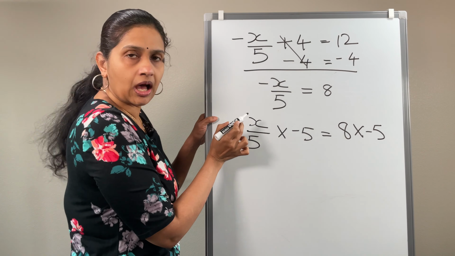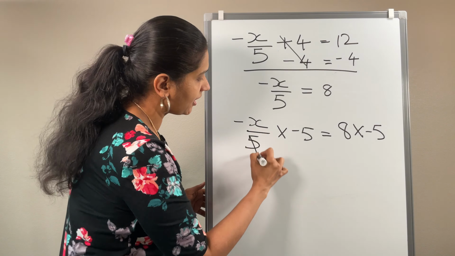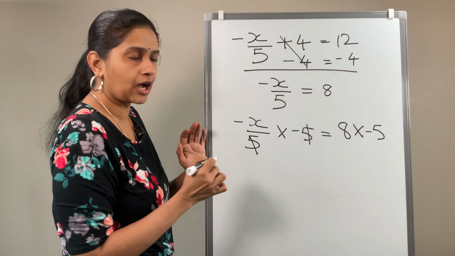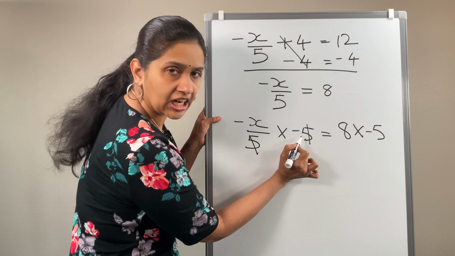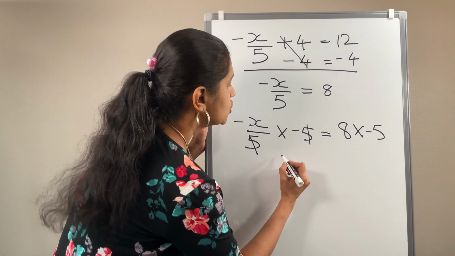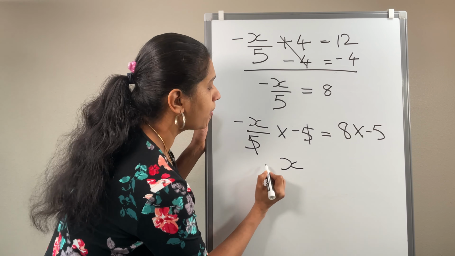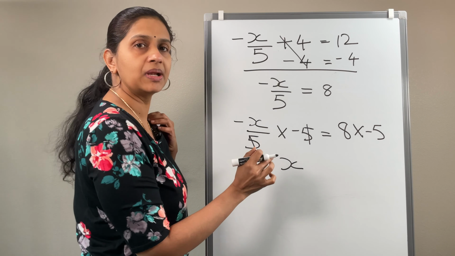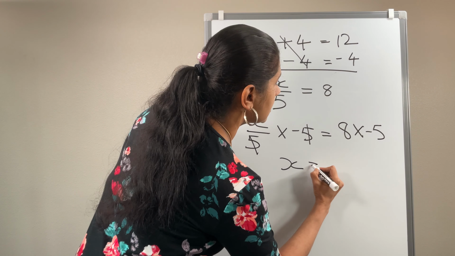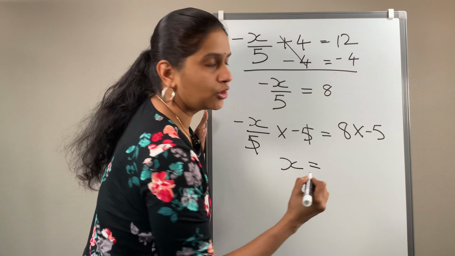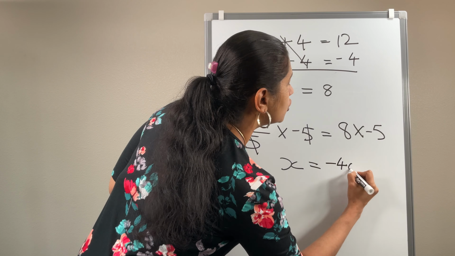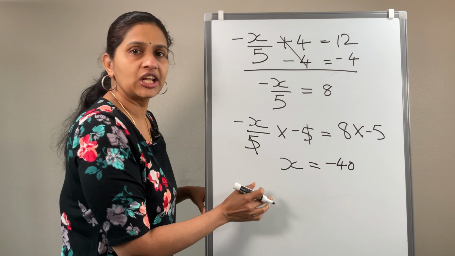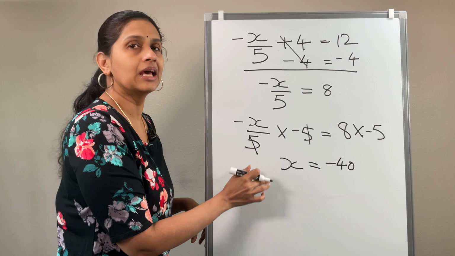Now how can we isolate the variable x? This 5 and 5 will get cancelled out. Negative times negative will become positive. So what you are left with is positive x. For positive x, you don't have to write the positive sign. You can simply write it as x. That is equal to 8 times negative 5, which is negative 40. So negative 40 is the value of the variable x.